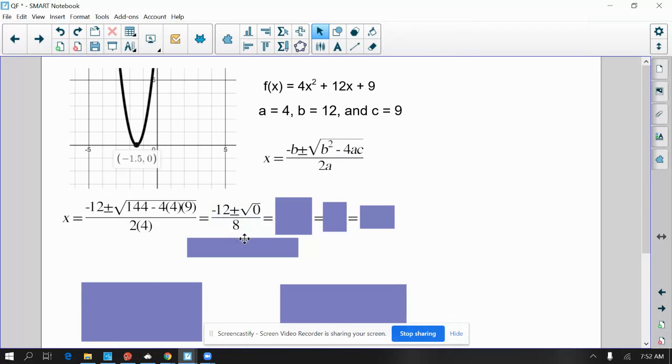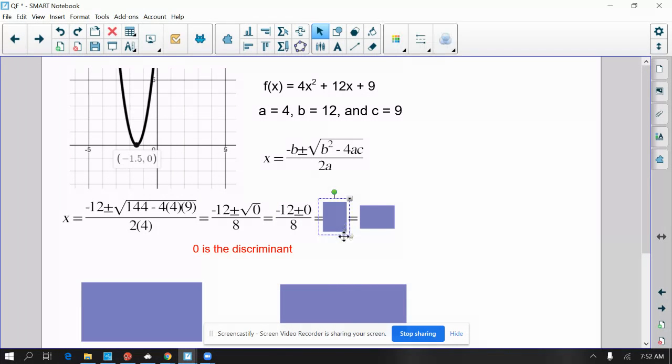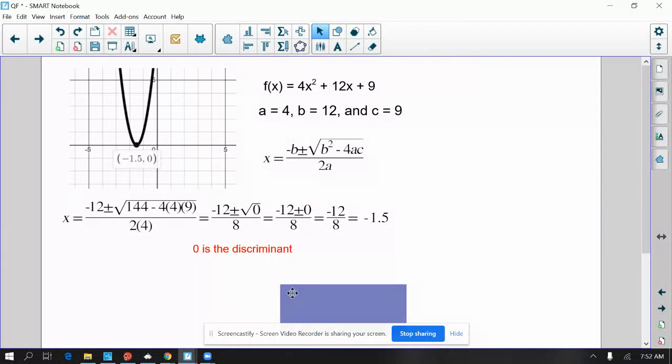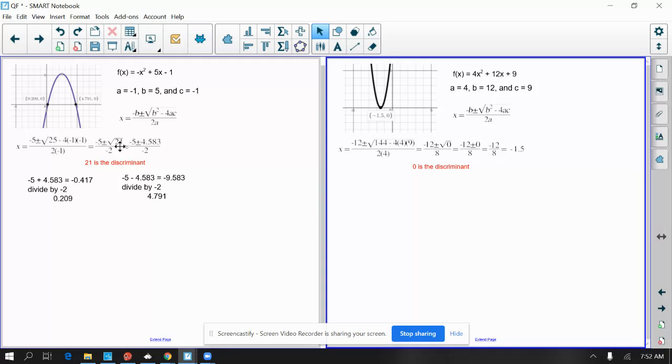So the discriminant is 0? Yes. And what's the square root of 0? 0. What's -12 plus 0? It's -12. And -12 divided by 8 is -1.5. There's nothing under here. This is a red herring. Okay, so let's sum up what I have. When the discriminant was 21, I had two zeros. When the discriminant was 0, I only had 1.